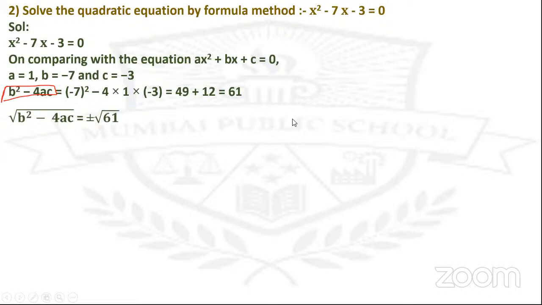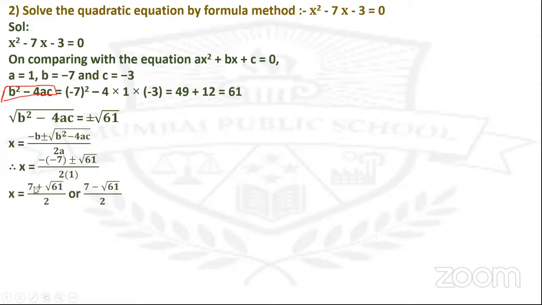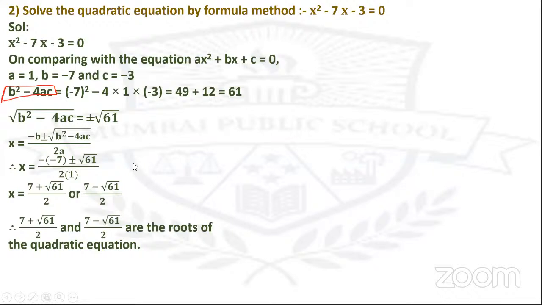So b squared minus 4ac is 61. Now write the formula: minus b plus or minus the square root of b squared minus 4ac upon 2a. Substitute your values: minus of minus 7 plus or minus the square root of 61 upon 2. So the answer is 7 plus root 61 upon 2 or 7 minus root 61 upon 2. These are the roots of the quadratic equation.